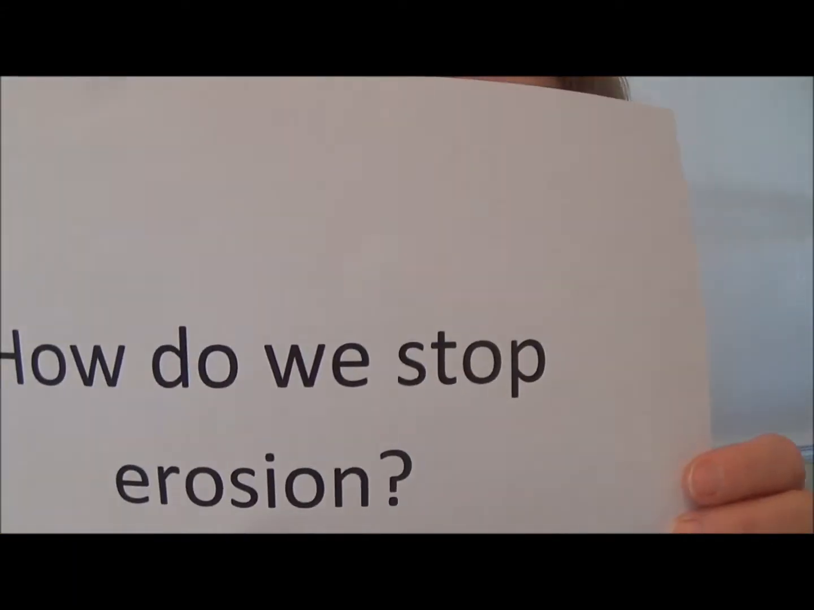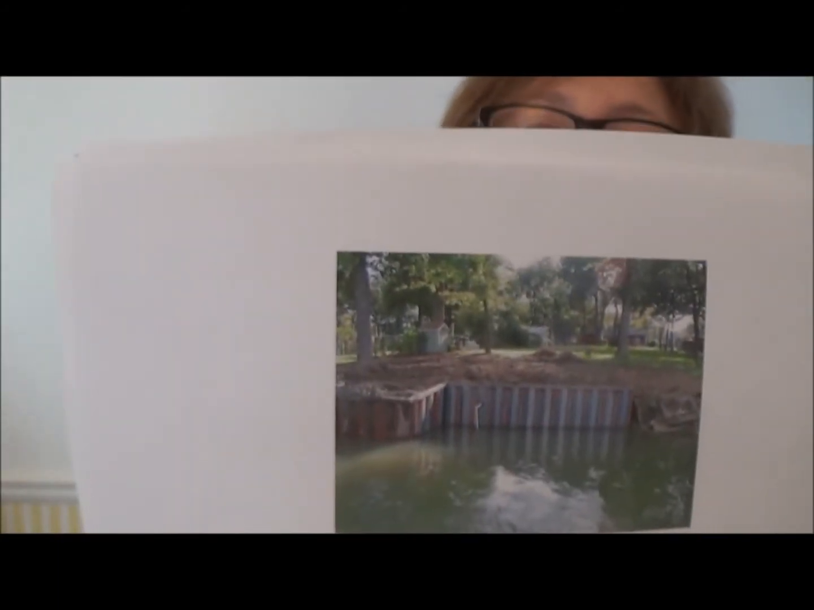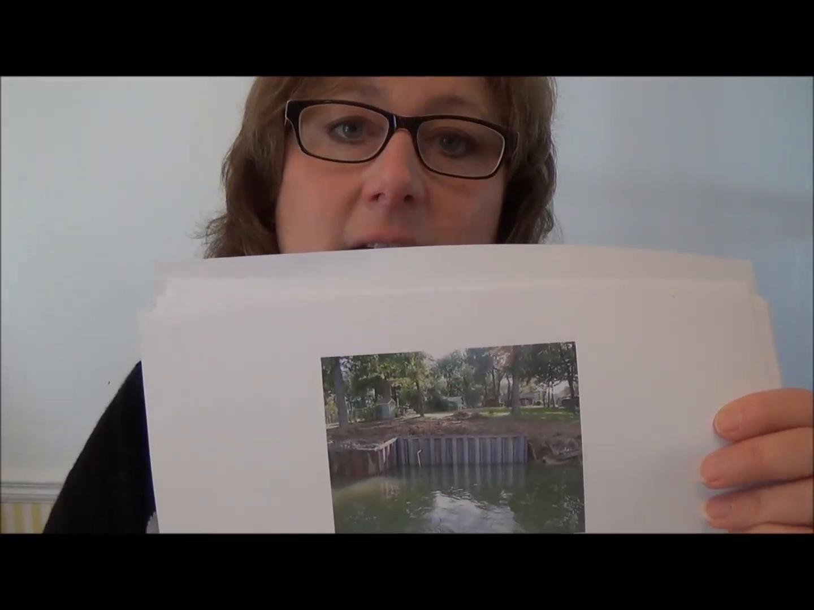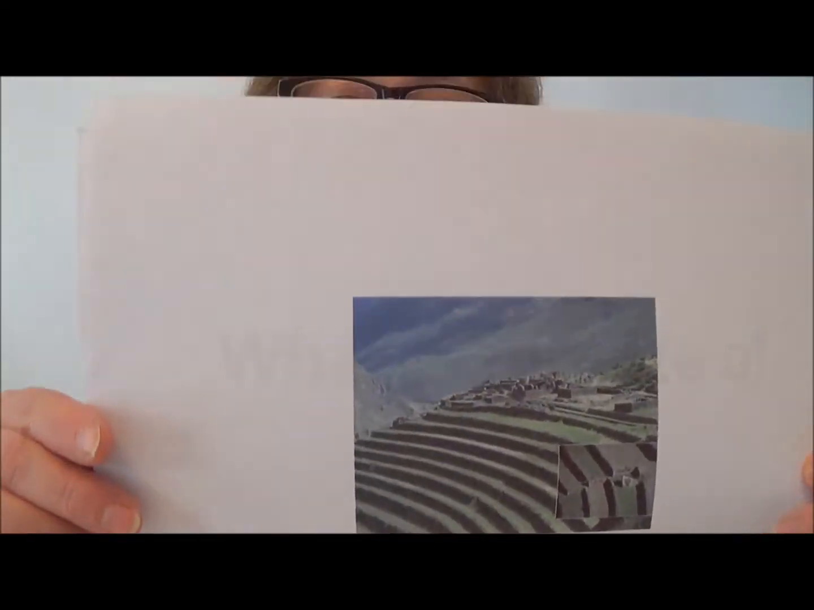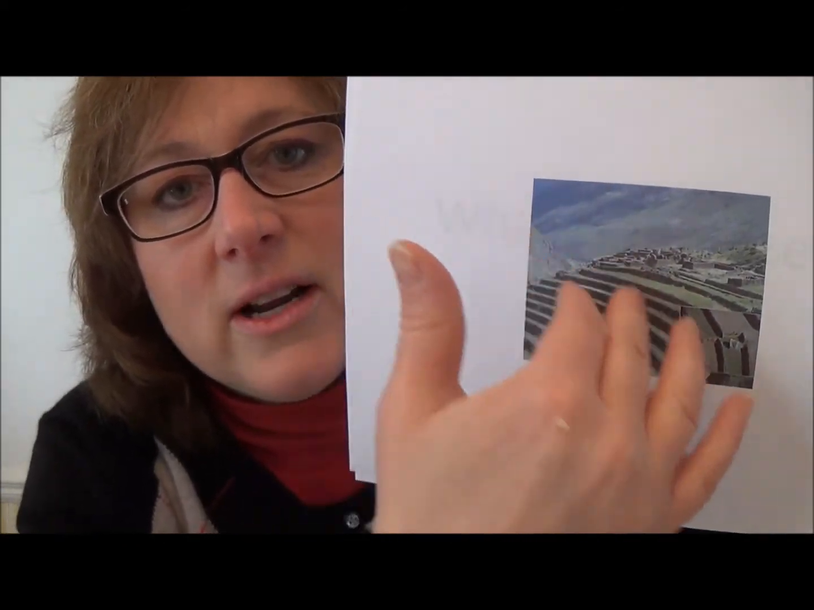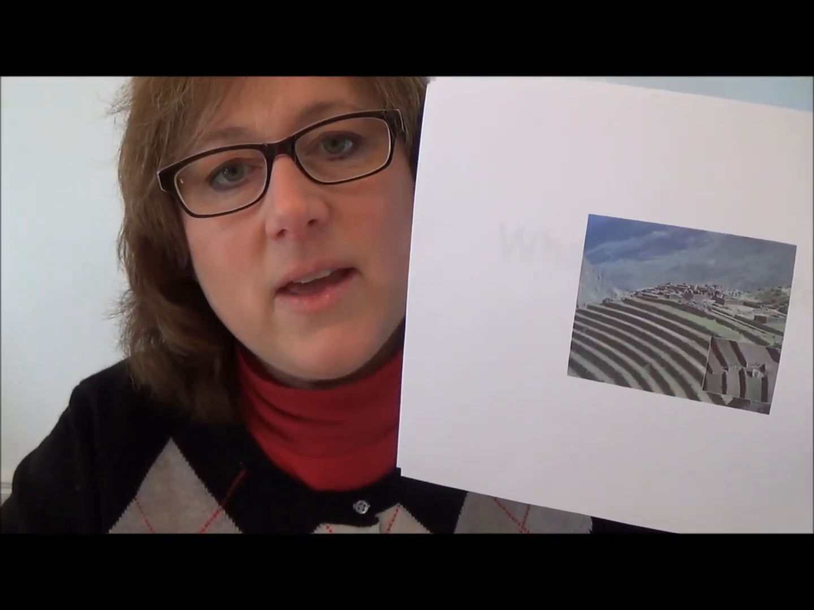Here's a few examples of how we stop erosion. Here's a retaining wall. You can see that the wall was built so that the water cannot get to the property behind it. That helps to stop erosion. That kind of makes sense, doesn't it? Here's an example of the terraces going up on the hill. You can see that the farmer has planted them in steps going up the hill to help prevent erosion because we don't want that to all slide down. Again, that kind of makes sense, doesn't it?